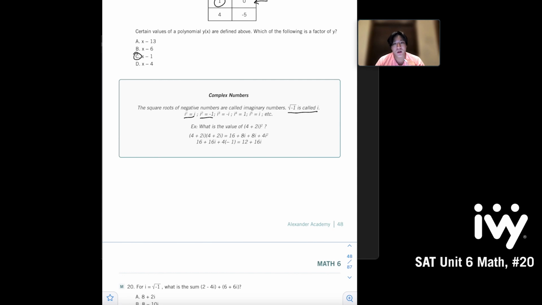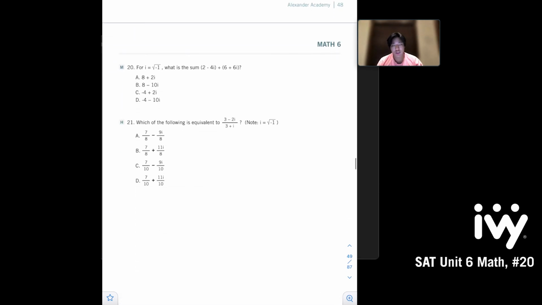So example, what is the value of 4 plus 2i squared? You can see we can break this out just like any other distribution or FOIL. 4 plus 2i times 4 plus 2i, distribute it out, and then just make sure you're careful. The i times i here is an i squared, so that becomes negative 1, as you see happens right here. And that allows us to simplify it back down to just a real component and an imaginary component.